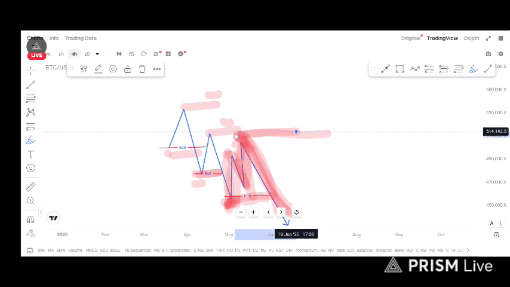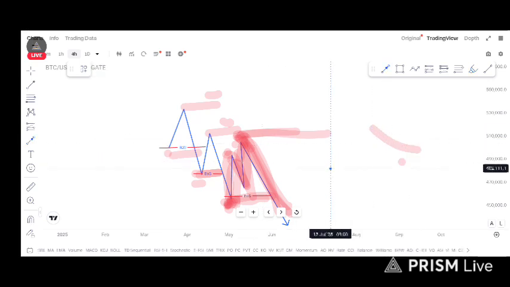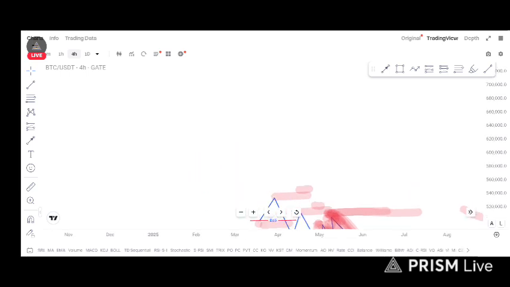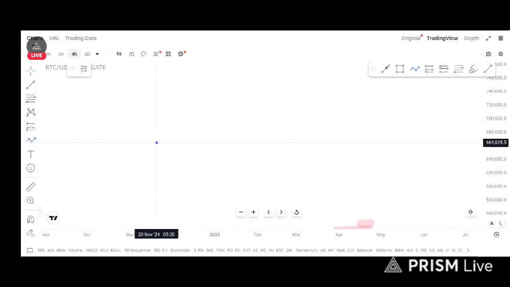Okay, same thing applies to an uptrend. We just did it for a downtrend. Same thing applies to an uptrend.